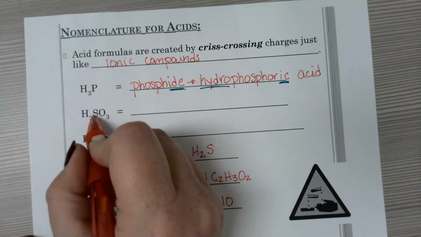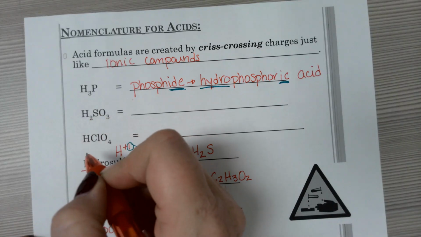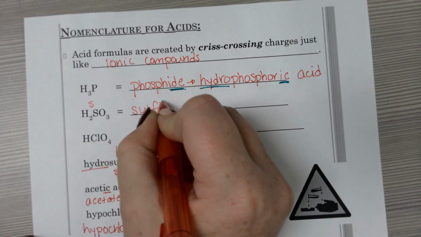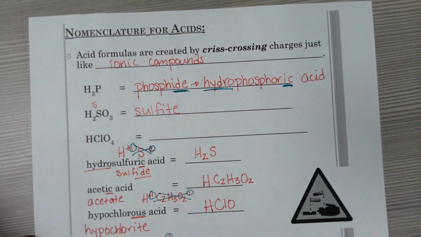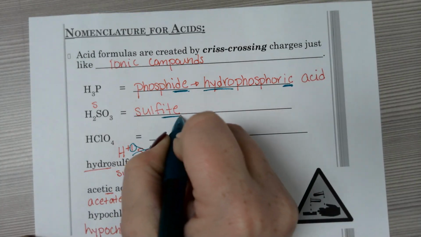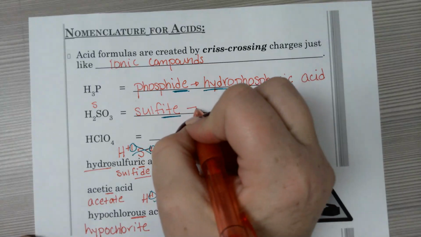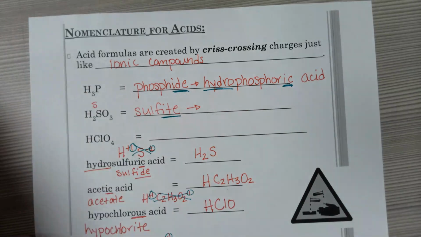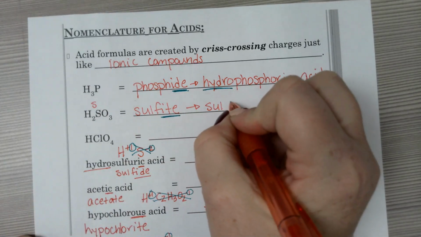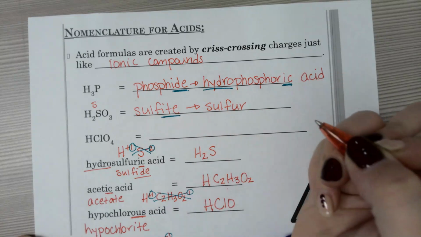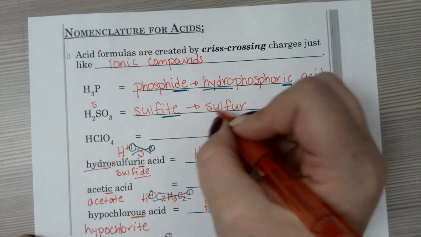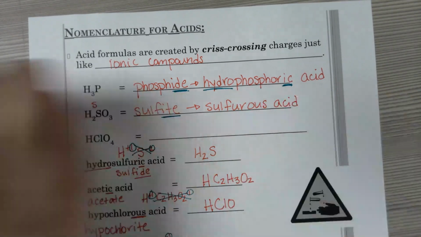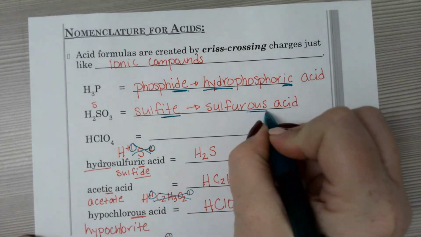This one here, SO3. SO3 is sulfite. ITE ending. So ITE ending, we're going to change that to OUS. And with the sulfur ones, you add that UR back in there. So sulfurous acid. So use that OUS.